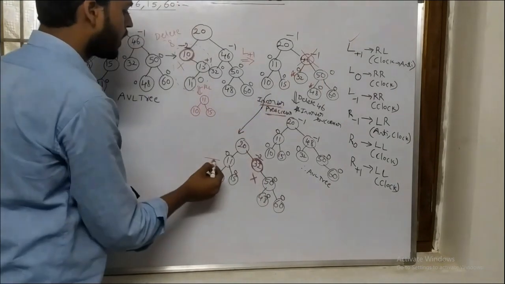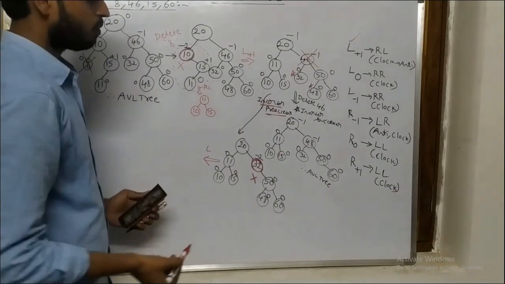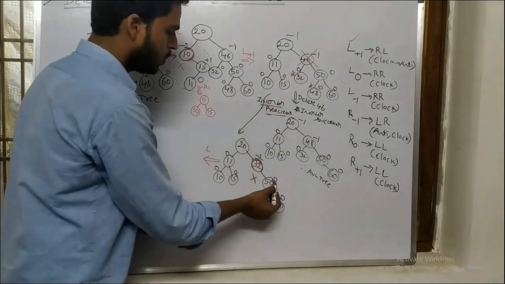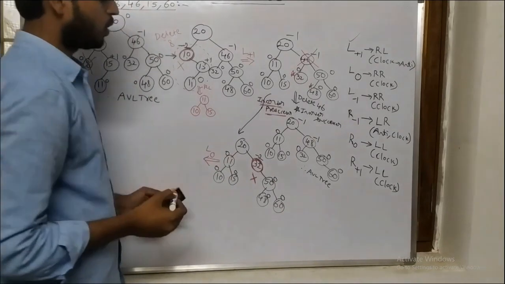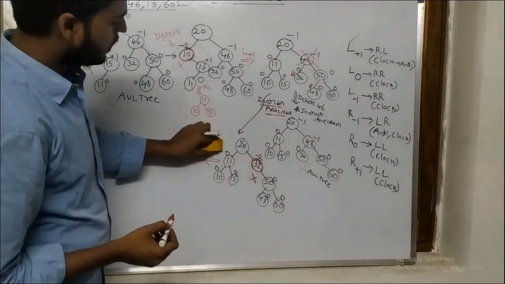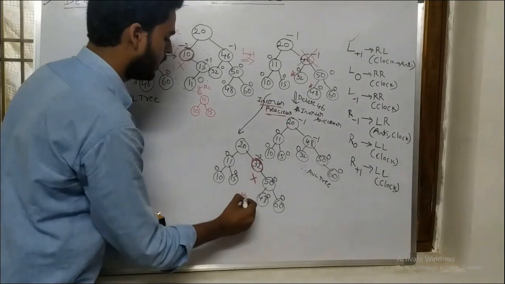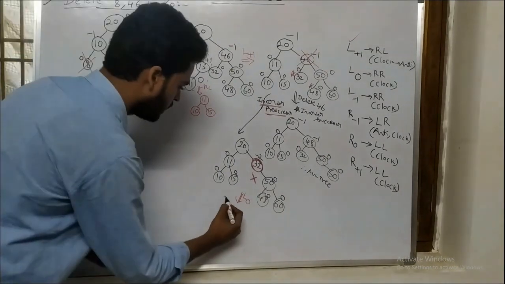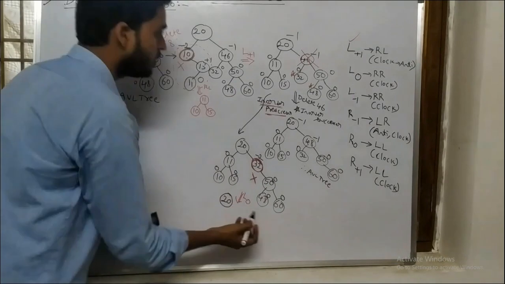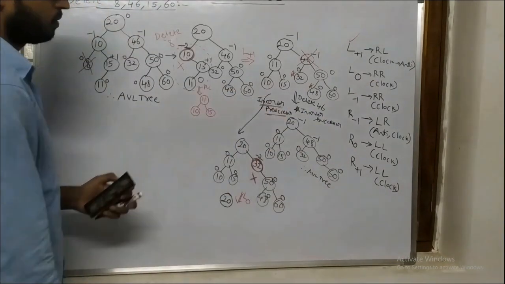So I need to apply what kind of notation? I need to apply compulsory L, and I need to take the right child. Right child balance factor is 0, so I need to apply the L0 notation here. If I apply the L0 notation, what is my resultant tree? L0 means RR, right? RR means clockwise.